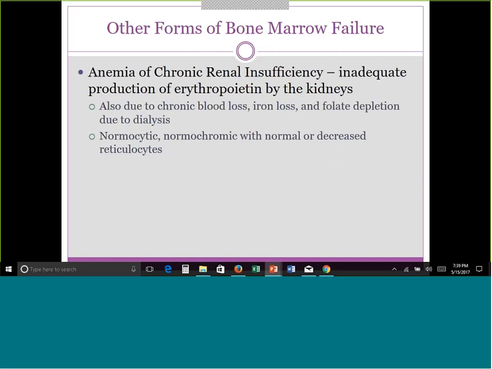Anemia of chronic renal insufficiency. If your kidneys aren't working properly, then you're not going to make erythropoietin hormone. If you can't make erythropoietin hormone, you're not going to produce red cells. So this is a bone marrow failure of the red cell line because you're not producing erythropoietin hormone to make the red cells that are needed. So that is anemia of chronic renal insufficiency.